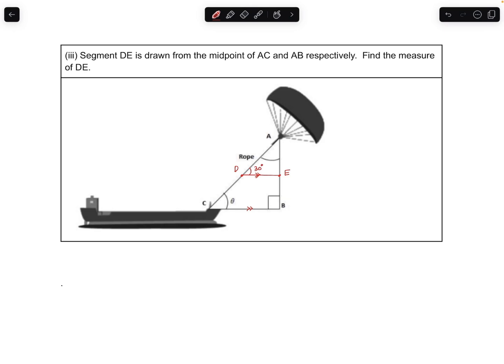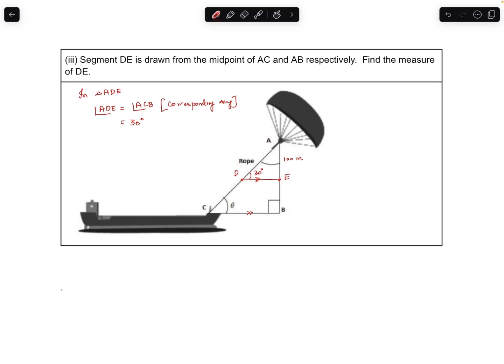And since E is the midpoint of AB and AB is totally 200 meters, AE is half of it, which is 100 meters. In triangle ADE, angle ADE is equal to angle ACB, the reason being corresponding angles, which is nothing but 30 degrees. In triangle ADE, we have one angle and AE, which is the opposite side. DE is the adjacent side for 30 degrees.